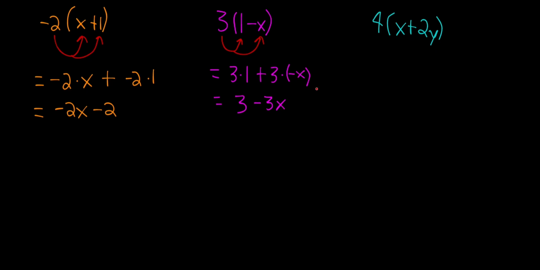And finally, with this last example right here, we have 4 times x plus 2y. Well, x and y are not like terms, so we distribute the 4 to both of them. That's going to give us 4 times x plus 4 times 2y. That gives us 4x, but on the right here, where we have 4 times 2y, that's basically saying 4 times 2 times y, or 8 times y. So we get, therefore, 4x plus 8y as our final answer for the expression on the right.